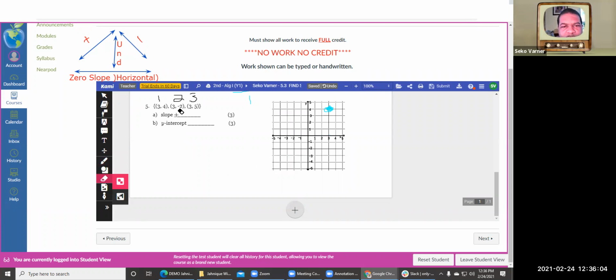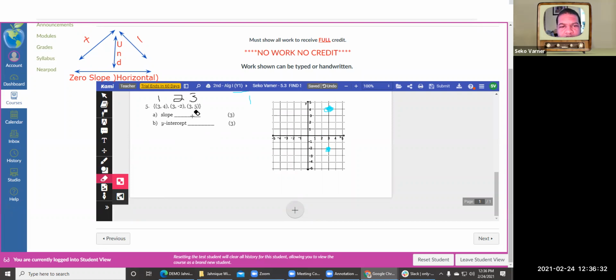And the next point says 3, -2. So I'm going to my point of origin. I go down. I go to 3 again. 1, 2, 3. And it says now -2. So I go down to 1, 2. So my new point is going to be right here. Okay.